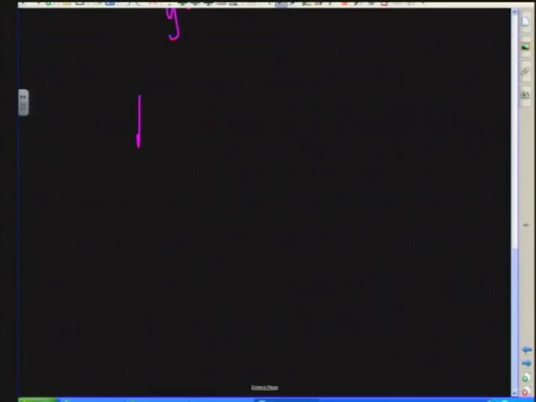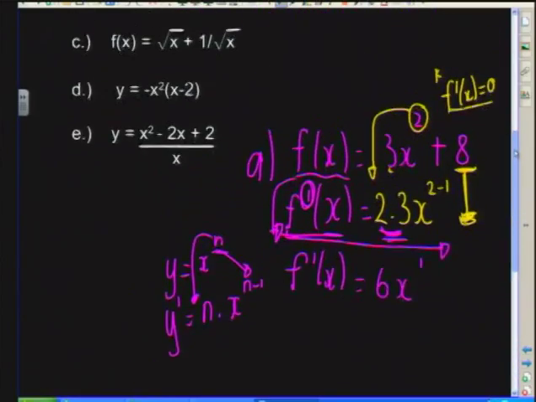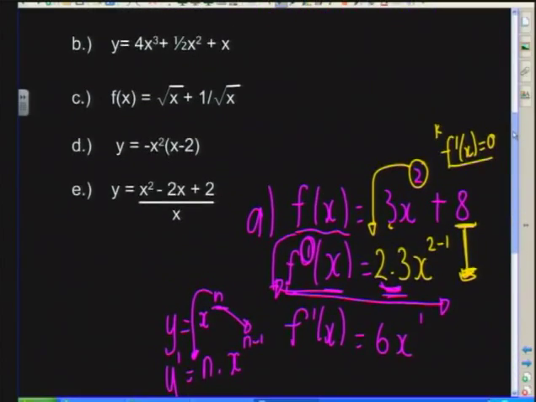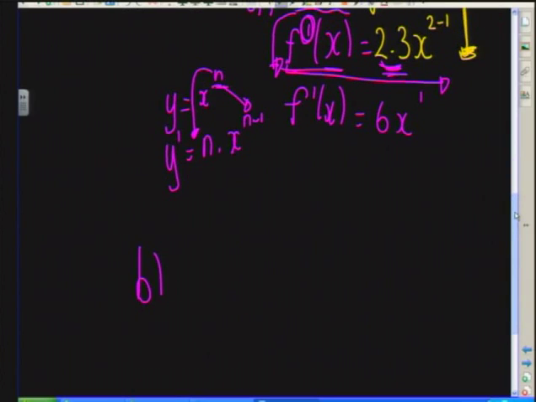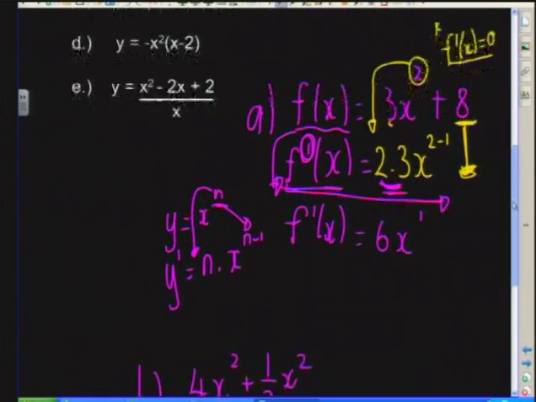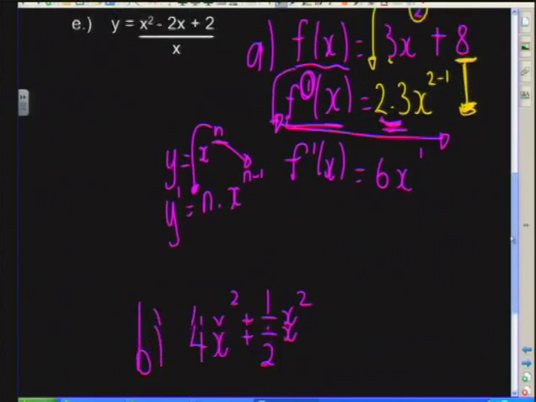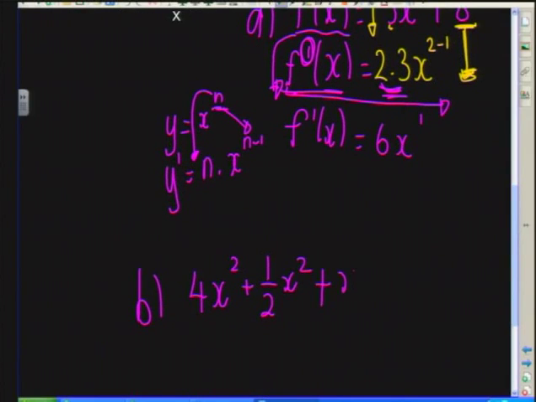I'm going to have to just call that back up because I cannot see it. So we've got 4x cubed plus a half x squared plus x. And this was f of x.